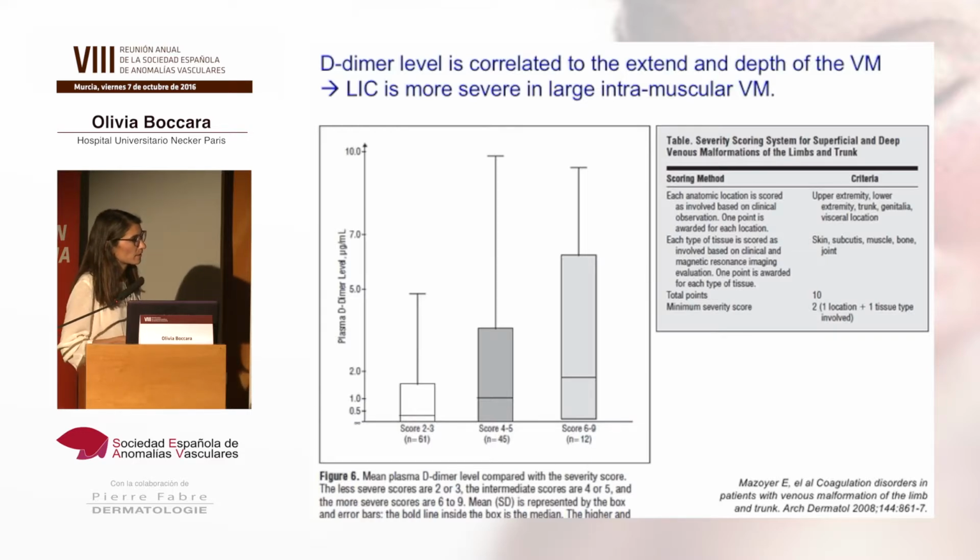And it has been shown in this paper that there is a correlation between the severity, the size of the venous malformation, and the location and the depth of the location and its severity. In this paper, they make a score to measure the severity of the venous malformation, and they correlate it to the D-dimer level. And you can see that the wider the venous malformation is, the deeper it is, the more elevated will be the D-dimer.